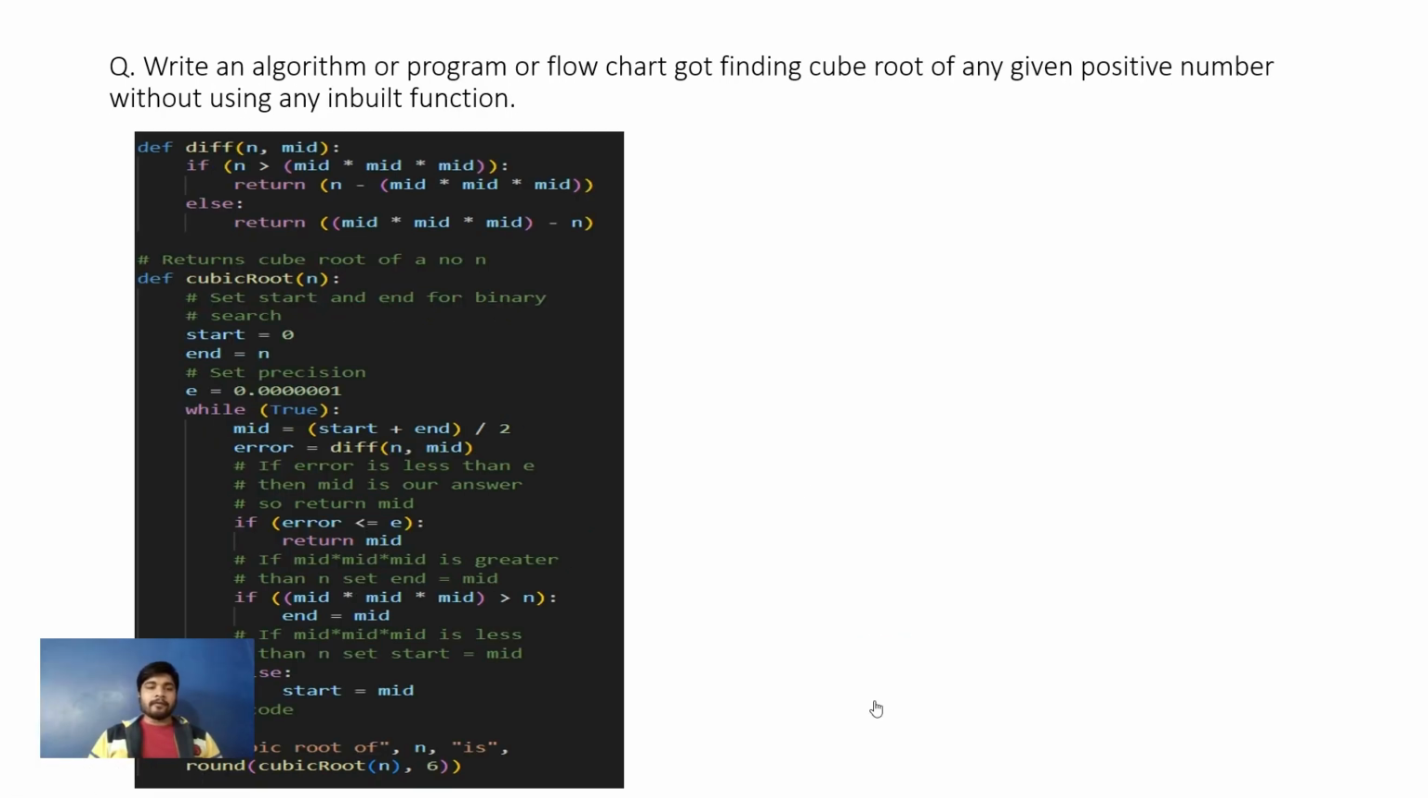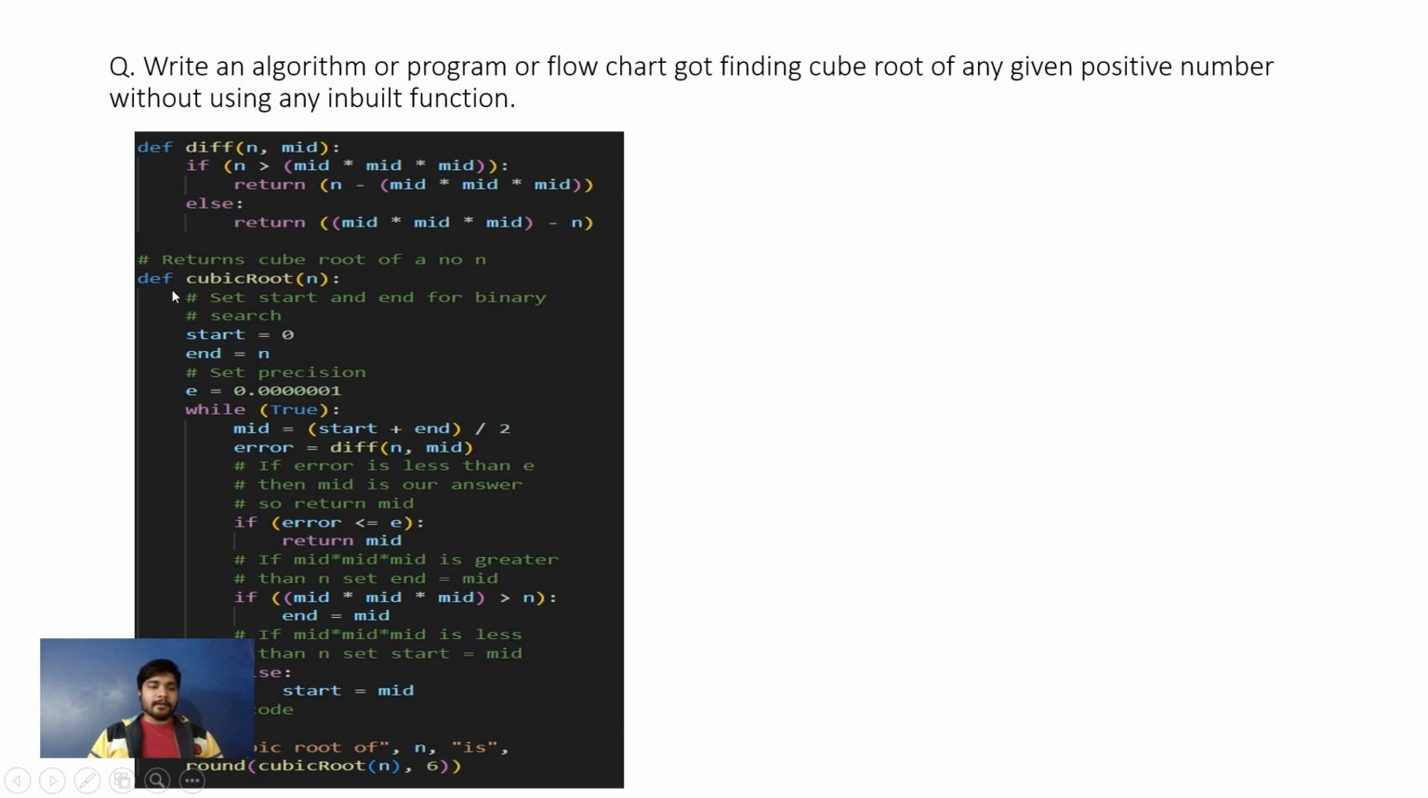Hello everyone. Today we are going to discuss another question of computer oriented numerical mathematics. So the question is, write an algorithm or program or flowchart for finding the cube root of any given positive number without using any built-in function. So creating a function diff and taking parameters n and mid. Now if n is greater than mid into mid into mid, return n minus mid into mid into mid, else return mid into mid into mid minus n.